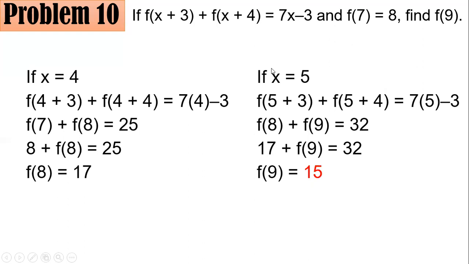Exactly. Very good. Thank you, Mr. Lim. So as what you said, this time, our goal is to have x equals 5. Why? Because we know that if x is 5, then we will have f of 8. And we know f of 8 already, which is 17. So f of quantity 5 plus 3 plus f of 5 plus 4, using this functional notation, equals 7 times 5 minus 3, which is 32. So you have f of 8 plus f of 9 equals 32. We know for a fact earlier that f of 8 is 17. So that 17 plus f of 9 equals 32. And this tells us that f of 9 is 15.